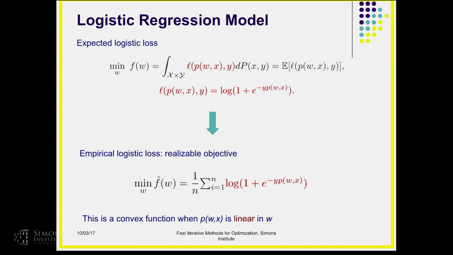I mean, there's no question about it. So it's nice and convex if the predictor is linear and so on. So this is what typically is optimized.